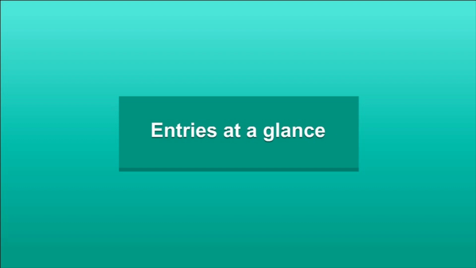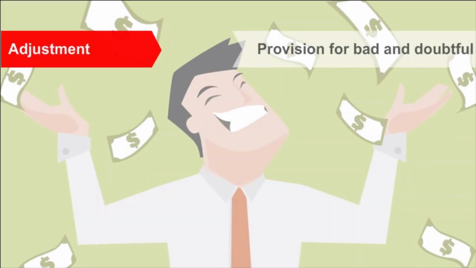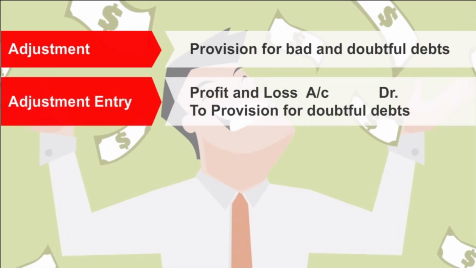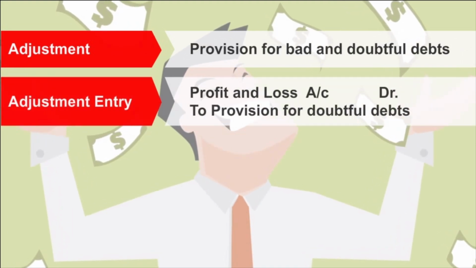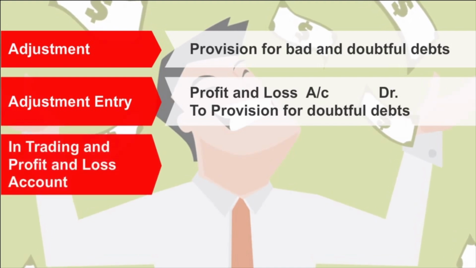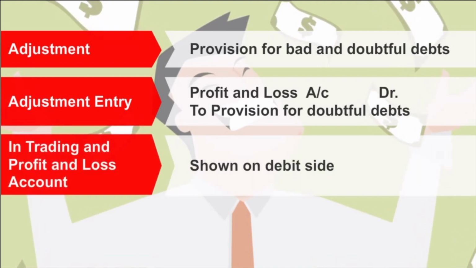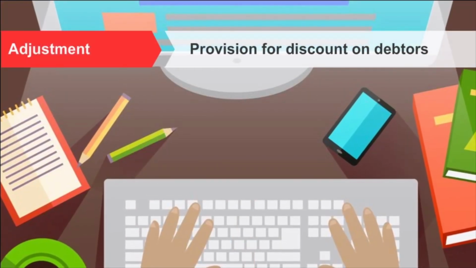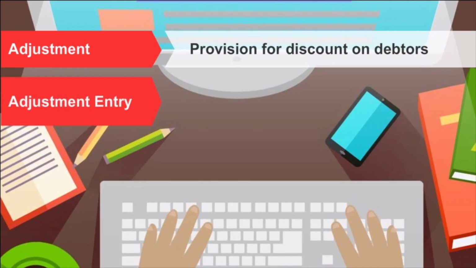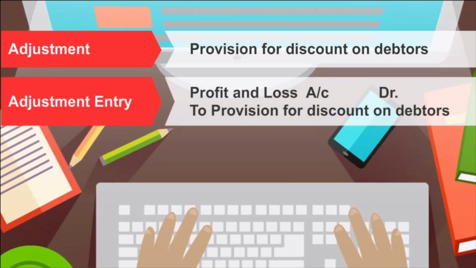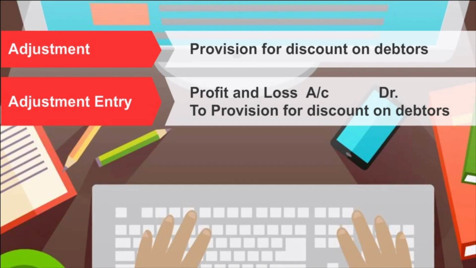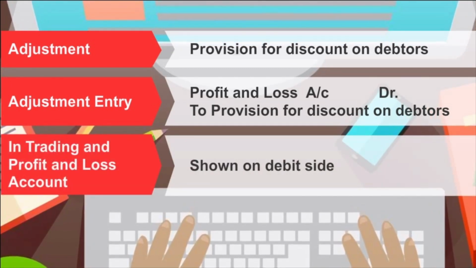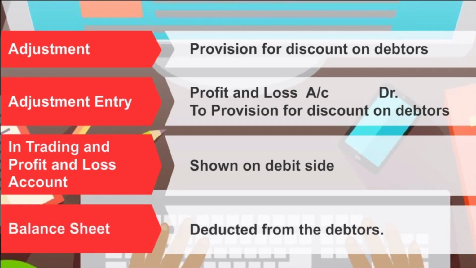Entries at a glance continued. Adjustment: provision for bad and doubtful debts. Adjustment entry: profit and loss account debited to provision for doubtful debts. In trading and profit and loss account, shown on the debit side. Balance sheet: deducted from the debtors. Adjustment: provision for discount on debtors. Adjustment entry: profit and loss account debited to provision for discount on debtors. In trading and profit and loss account, shown on the debit side. Balance sheet: deducted from the debtors.